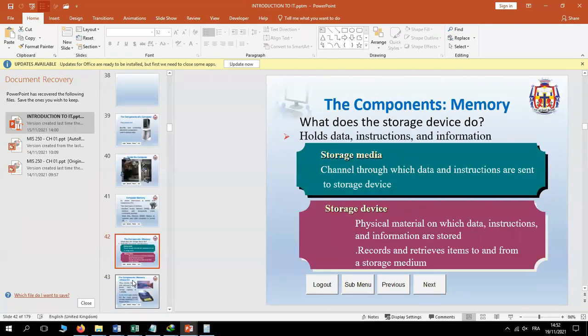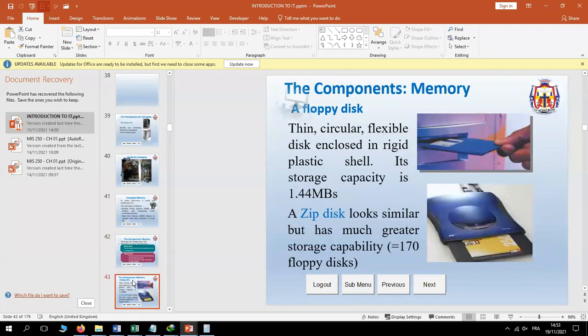Then you also read about what you are seeing on the screen, such as what we are calling memory storage media and then storage devices. You just read about them.